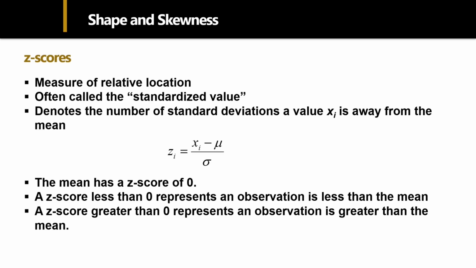Therefore, any value that equals the mean has a z-score of 0. A z-score of less than 0 represents that it's below the average, or the mean, and a z-score greater than 0 represents that it's greater than the mean. The z-score is the distance away measured in units of standard deviations.